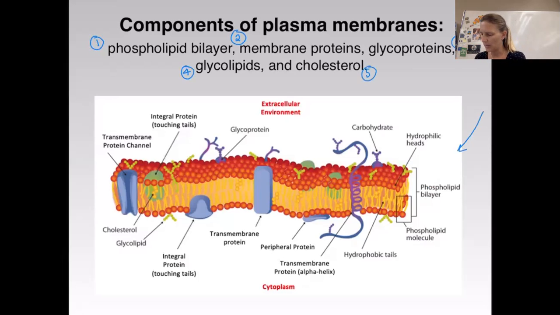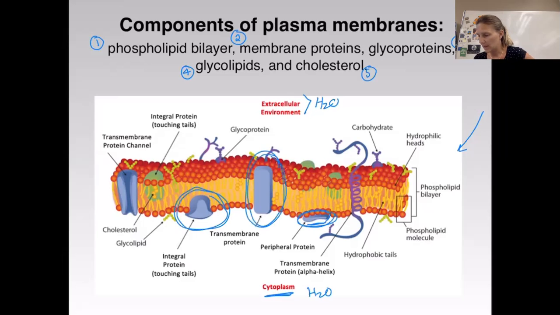We have the cytoplasm here on the inside, which is a watery environment. We have the extracellular environment here, which is also watery. Then we have several different types of membrane proteins floating around. We can have membrane proteins that are only on the surface, like this. You can have membrane proteins that touch the hydrophobic tails. You can have membrane proteins that go all the way across the plasma membrane.